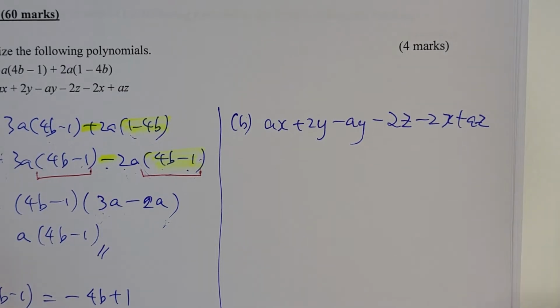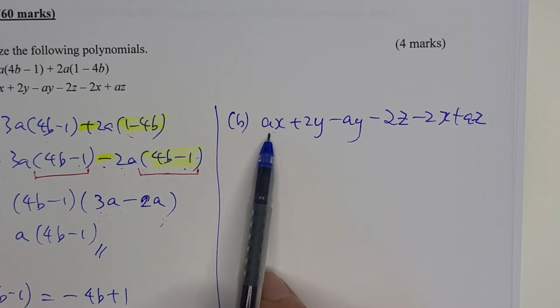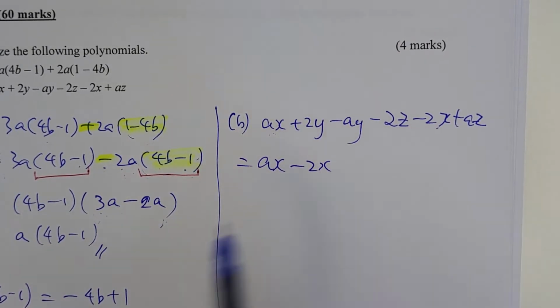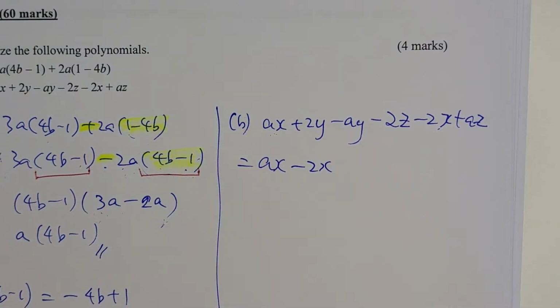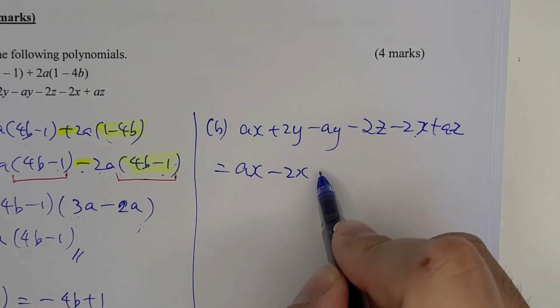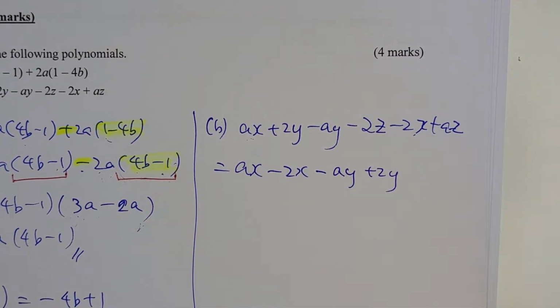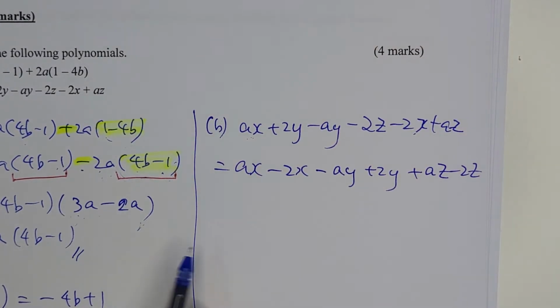What does that mean by proper order? For example, ax, then that means at least you should have something related to x, right? So we'll try to do something like this. Ax, then we put negative 2x here. And then how about y? Negative ay plus 2y. And finally, positive az minus 2z.